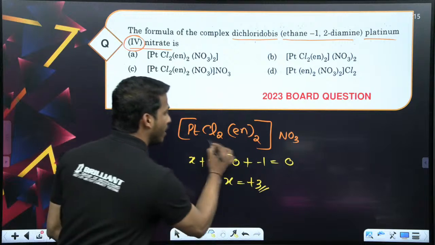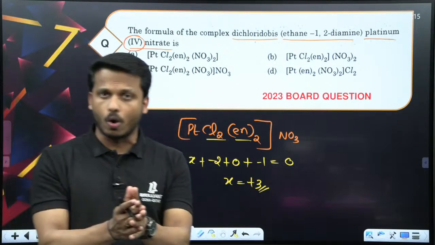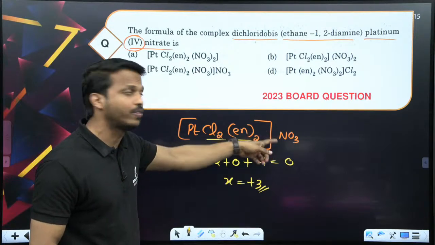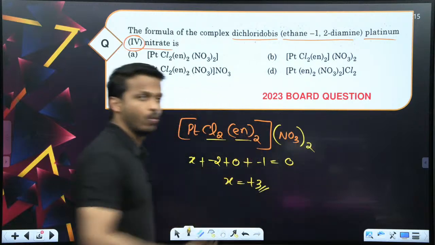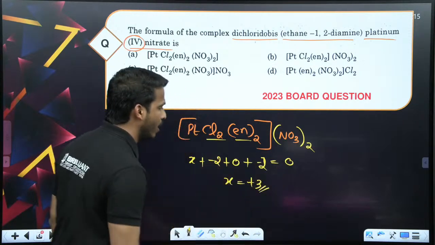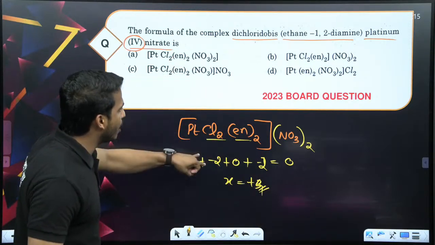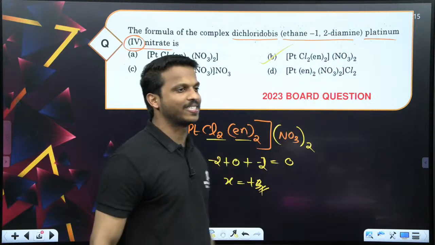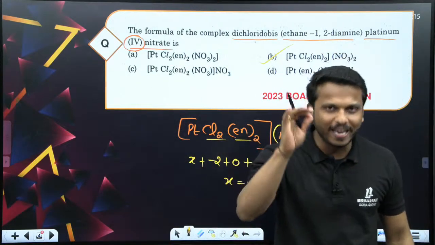Dear all, we know the ligands we can't interchange, and the ligand number we can't alter. Only the counter ion, if there is one, that number we can adjust. Let me put NO3 twice. Why? Because if it is NO3 twice, it will be minus 2, then overall it will be plus 4, right? So Pt, Cl2, En twice, NO3 twice. Yes, Nima, that's the correct answer. Option B is the correct answer.